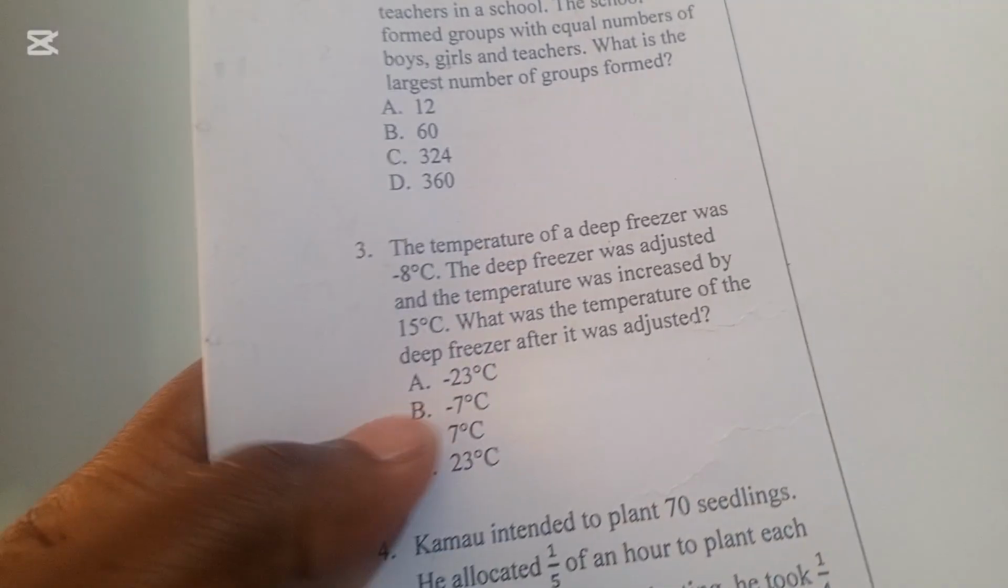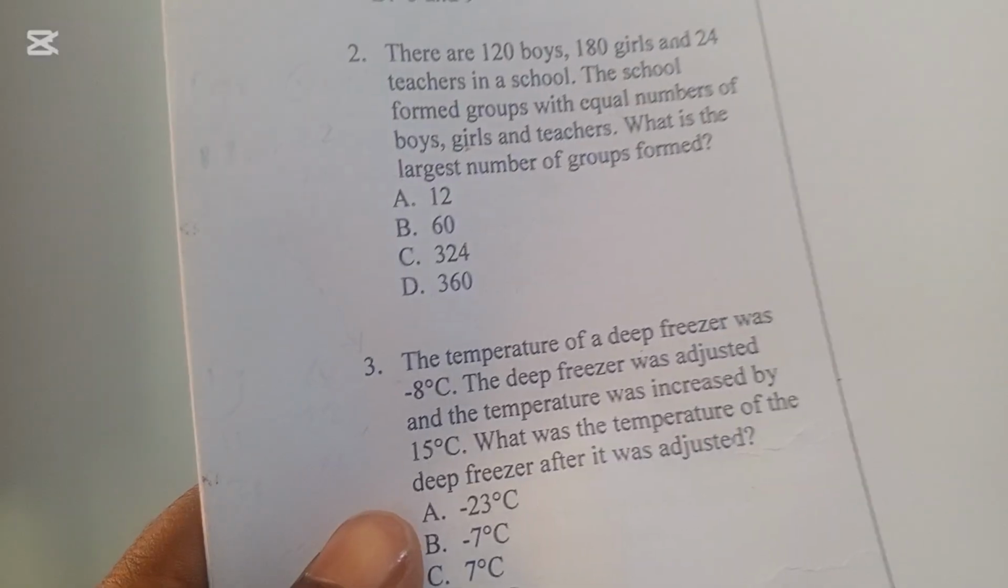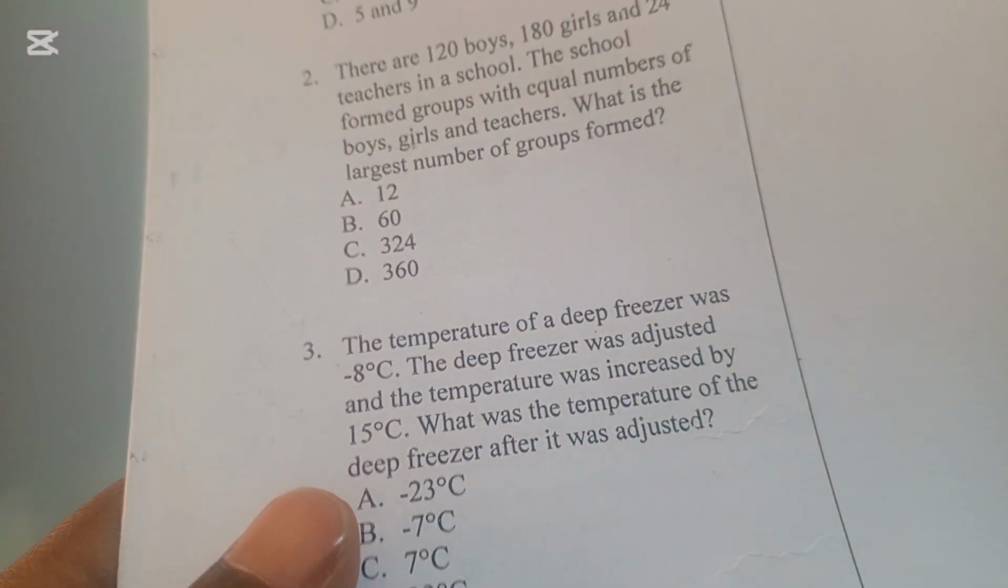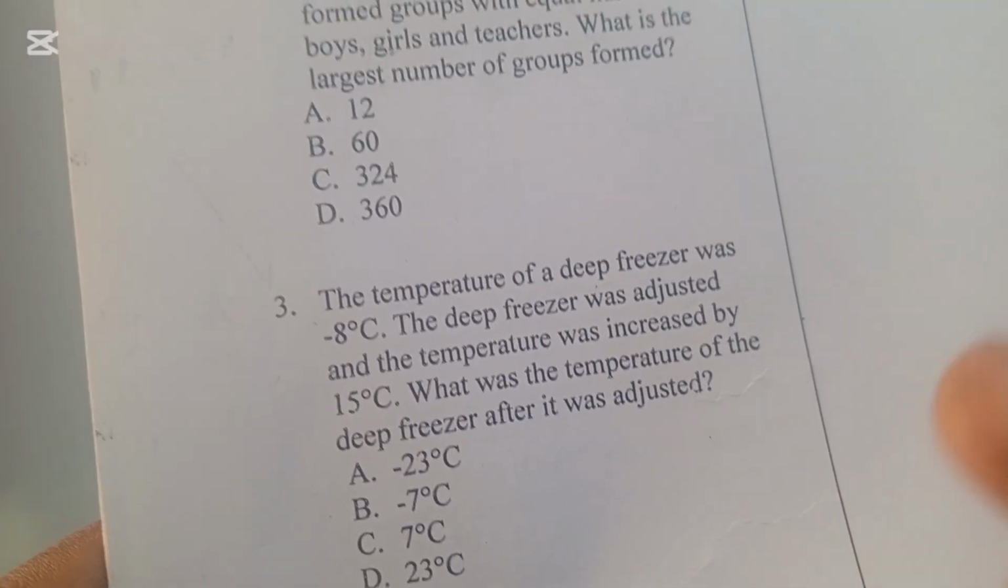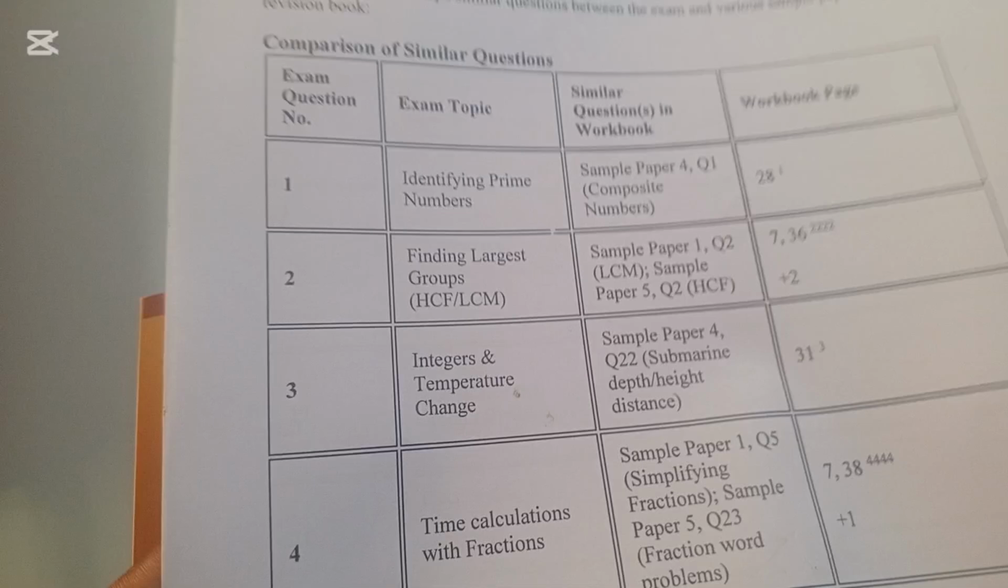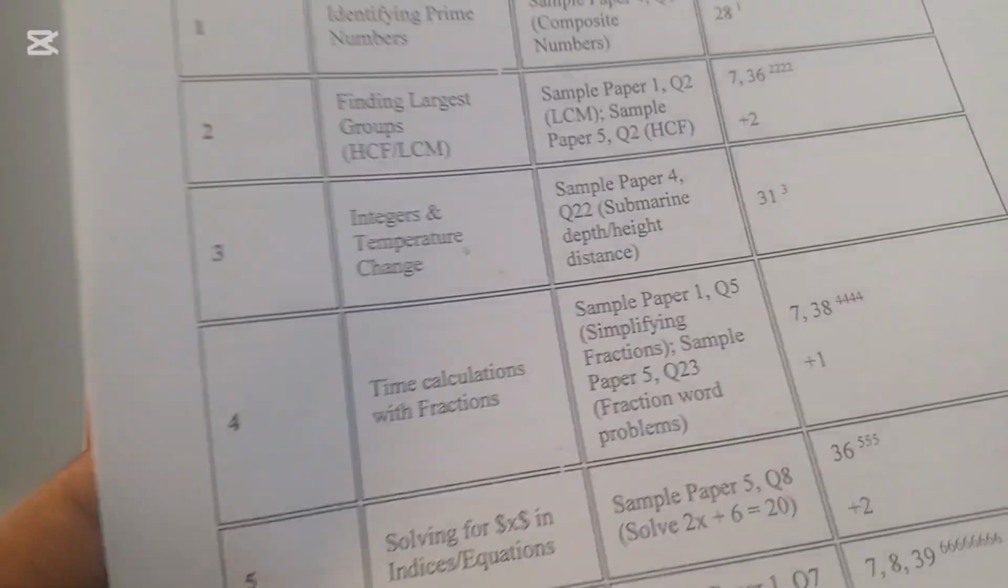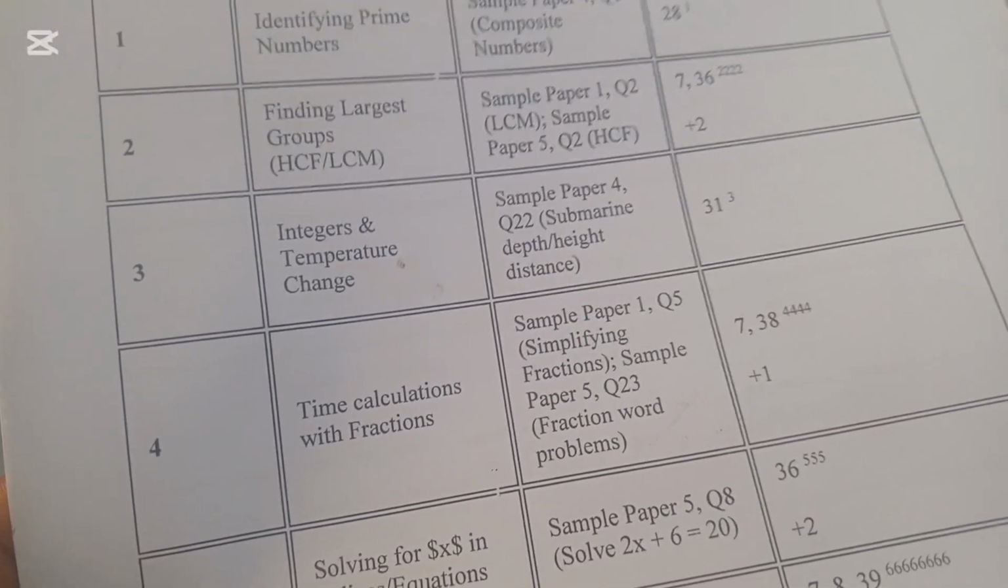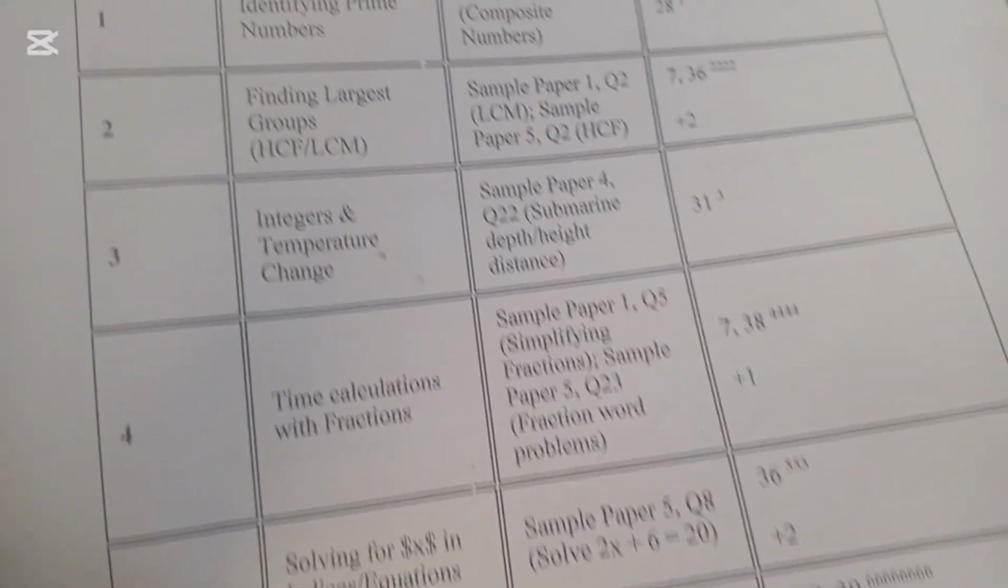This question 3: the temperature of a deep freezer was -8 degrees. The deep freezer was adjusted and the temperature was increased by 15 degrees. What was the temperature of the deep freezer after it was adjusted? How you are supposed to do that is that you use the number line, or you just add -8 degrees plus 15. And in my book, there's similar use of this topic of numbers, use of number line is present in sample paper, this question 3, page 31.